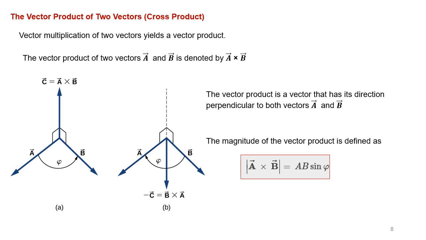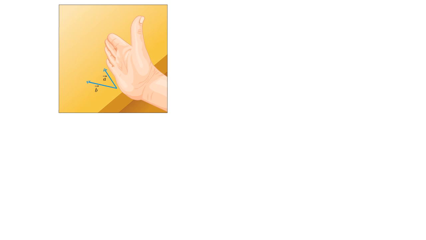So this is how we can find the magnitude of the resultant vector. Important thing to note: A cross B is equal to minus B cross A. The order matters. So how to find the direction? When you are multiplying a vector A with vector B, so A cross B, we have to apply the right-hand corkscrew rule.